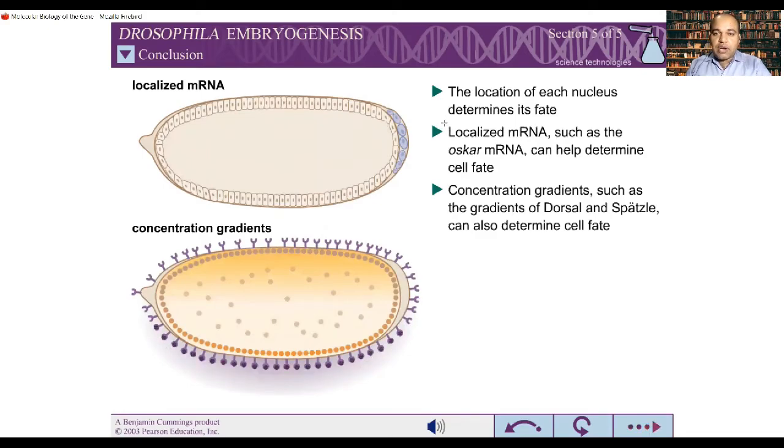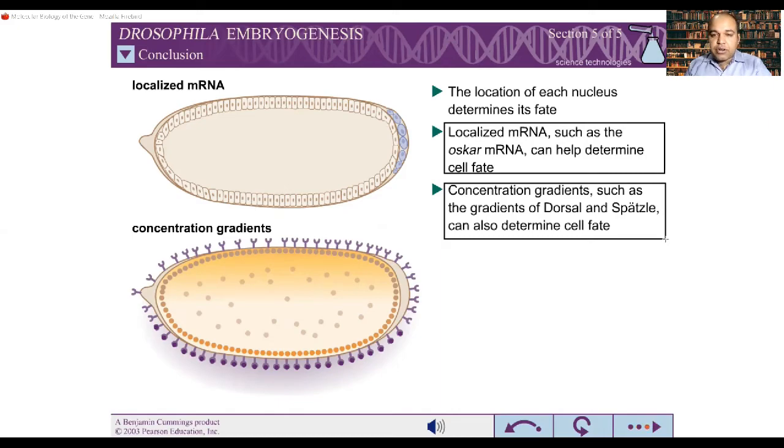Okay, so it is the localized mRNA molecules such as the Oscar mRNA that will be determining the cell fate. Oscar mRNA सेल के फेट को डिटरमाइन करेगा कि सेल क्या बनाएगा, किसको बनाएगा, कैसे बनाएगा. Concentration gradient of the two proteins, one is referred to as the dorsal, another one is referred to as the spazole, also determines cell fate. It is the dorsal protein and the spazole protein that are going to determine how the cells are going to be dividing. Next.